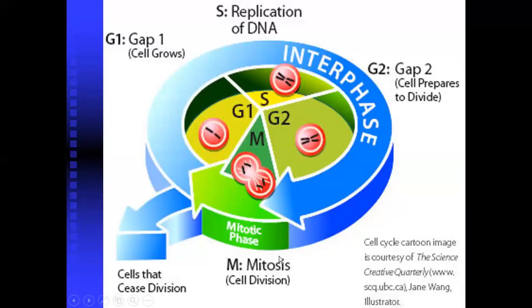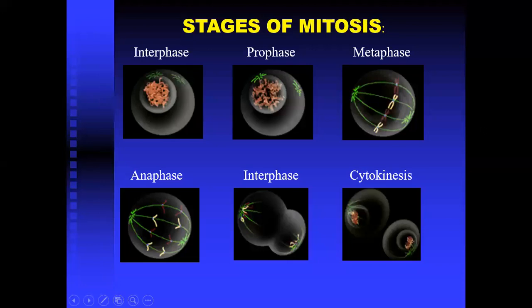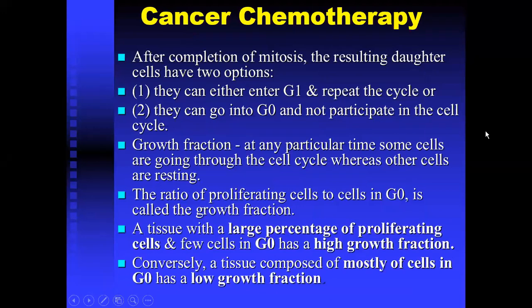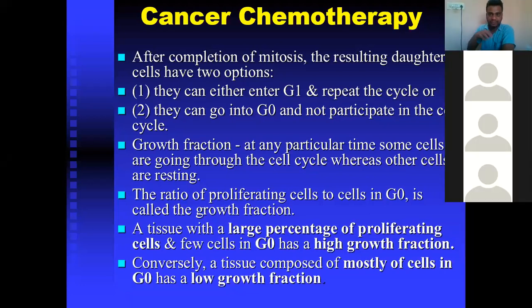So this is something that we have already discussed about the different stages of the cell cycle, and at which stage we should use this kind of drug. I'm not going to go into detail; we brushed up in the beginning class: interphase, prophase, metaphase, anaphase, telophase. In cancer chemotherapy, after completion of mitosis, the resulting daughter cells have two options. Either they can enter the G1 phase again to repeat the cycle, differentiate and divide, or they can go into G0 phase and rest without participating in cell division.